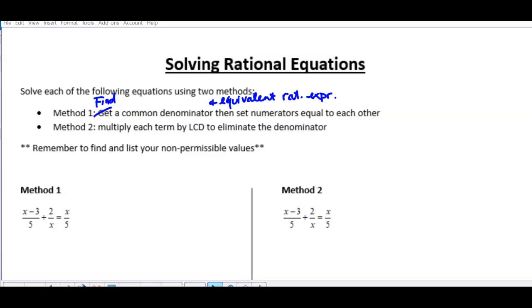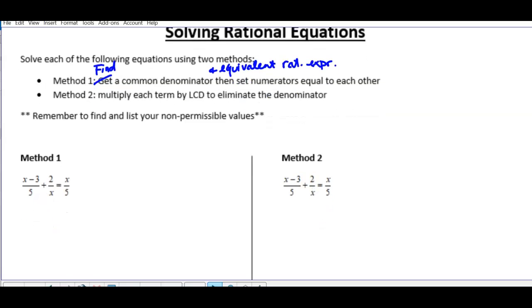Okay, solving rational equations. So two methods. First one, find a common denominator and equivalent rational expressions, then set the numerators equal to each other. So that's the first method. Second one is multiplying both sides by the lowest common denominator.